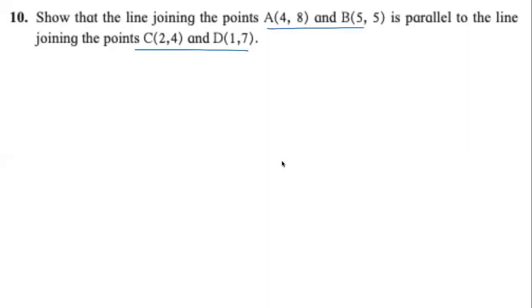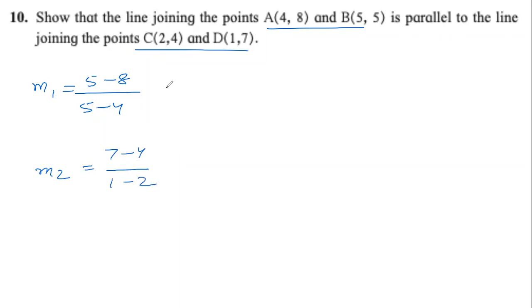If we want to find the slope of the line joining A and B, we have to find the slope of the line segment joining A and B. So we can find M1 equals 5 minus 8 divided by 5 minus 4, y2 minus y1 by x2 minus x1. For CD, 7 minus 4 by 1 minus 2. When we solve this, it is minus 3 by 1, minus 3. 7 minus 4 is 3 by 1, it is 3.